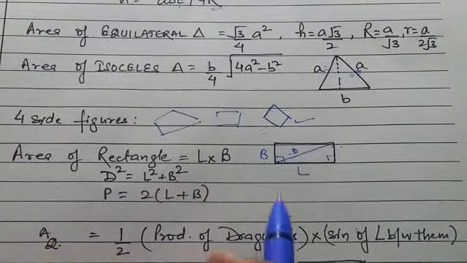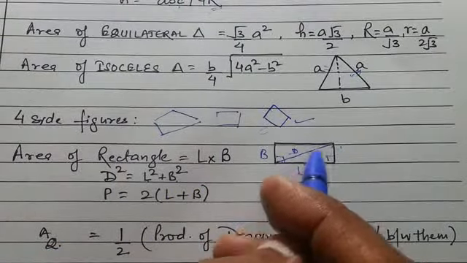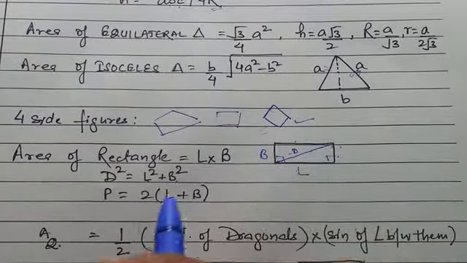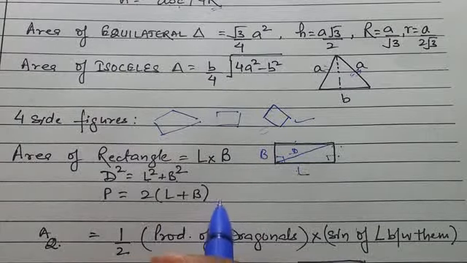What is the perimeter then? Perimeter is the sum of all the sides of this rectangle. So it will be L plus B plus L plus B. It will be 2L plus 2B. So we can write it as 2 into (L plus B). This is the perimeter.